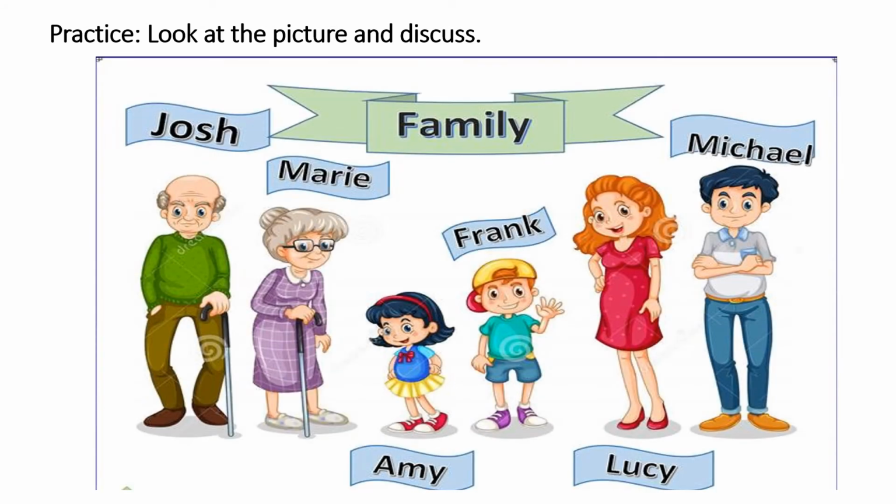This is for practice. Look at the picture and discuss. Okay, let's see the picture together. Here is the family. We call it a family background, or a family tree, but because we don't have trees, we can call it a family background or family box. This is a family. They have Josh, Mary, Annie, Frank, Lucy, and Michael. So let's move to the next slide.